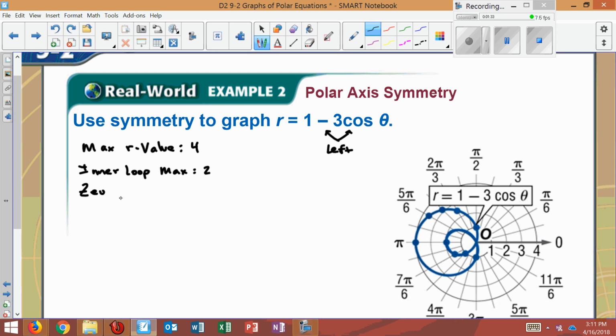Let's say we wanted to find the zeros here. What you would do is you plug in the 0 for the r. And so I'd have 0 equals 1 minus 3 cosine of theta. We would subtract 1 over. So we have negative 1 equals negative 3 cosine theta. So what did I do there? I subtracted 1, just so you're following along. Now what am I doing? I'm dividing by negative 3.